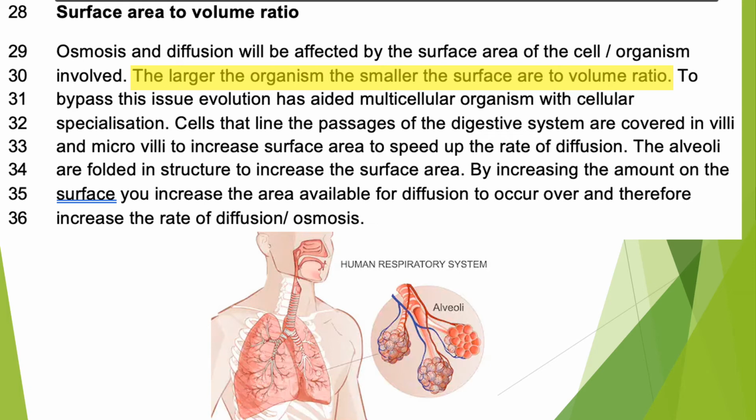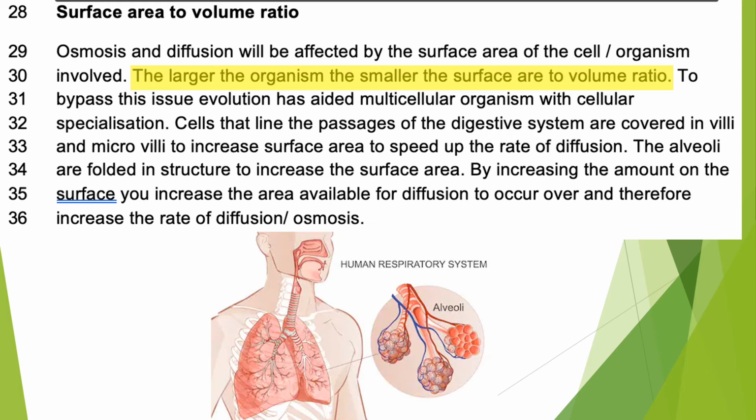This presents an issue because we need a lot of oxygen and a lot of energy in order to do the things that we need to do. To bypass this, evolution has given us cellular specialization. In different parts of our body, we have different adaptations that help us absorb as much as we can. The two places we're going to look at today are your intestines and your lungs, two structures in each one.